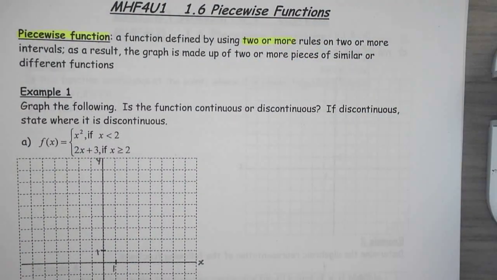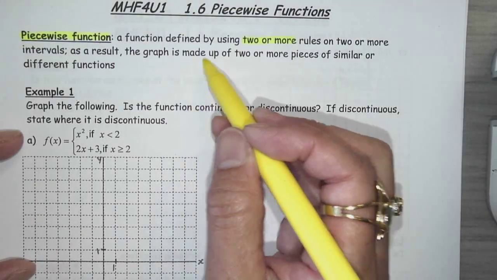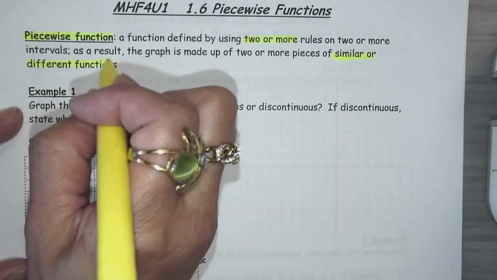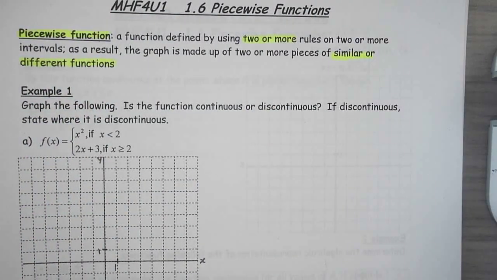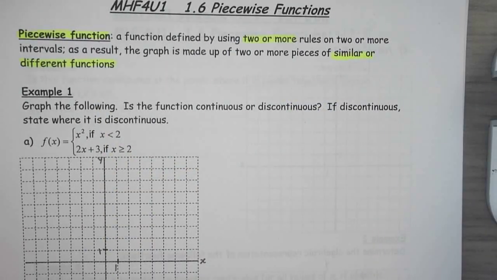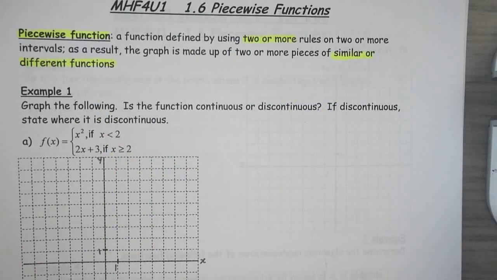As a result, the graph is made up of 2 or more pieces of similar or different functions. It doesn't have to be 2 lines. It can be a line with a parabola. It can be a line with a reciprocal function with a square root function. They don't have to be the same. It can be different ones. It can be the same ones. It doesn't have to be just 2. It can be more than 2, right? So 2 or more, and similar or different functions, and there are different intervals. So that's a piecewise function.